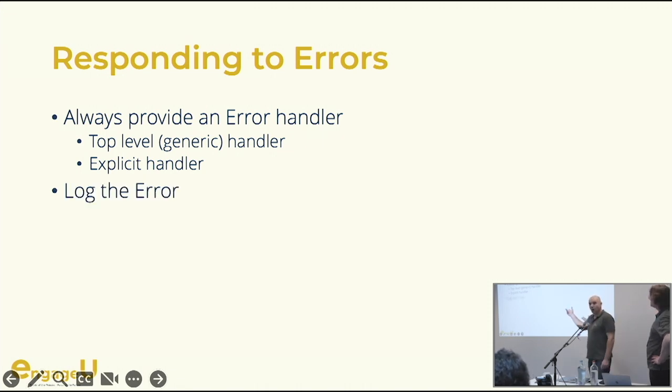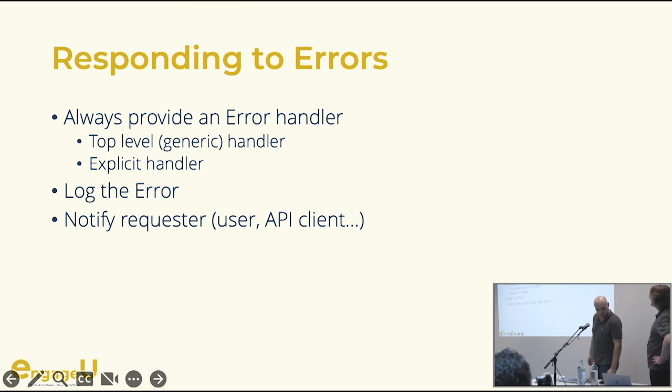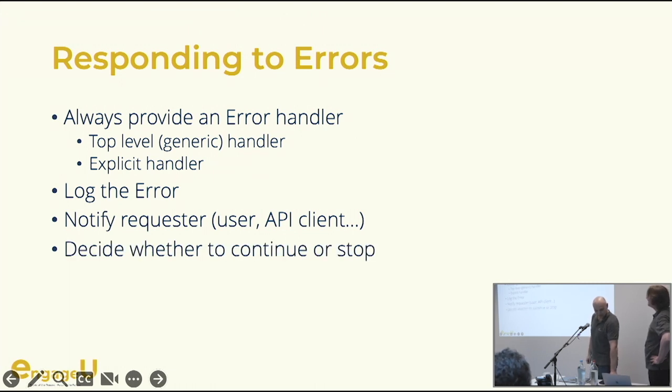Okay. Log the error. Whenever an error happens, make sure there's a record for you to find back what happened. Very simple. And then notify the one who started actually the execution. Is it a user through their input? Is it an API client that made a call? You always have to tell them, hey, I didn't do what you asked me to. And then if you have a proper error handler, you can actually decide, okay, I need to stop, I can't go on. Or you might have situations where you can continue.